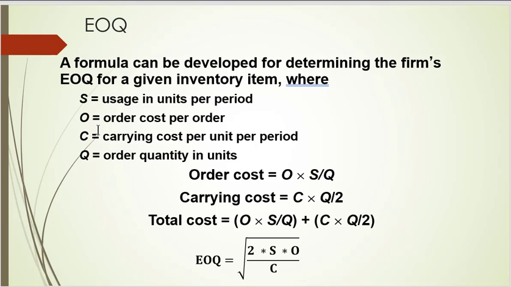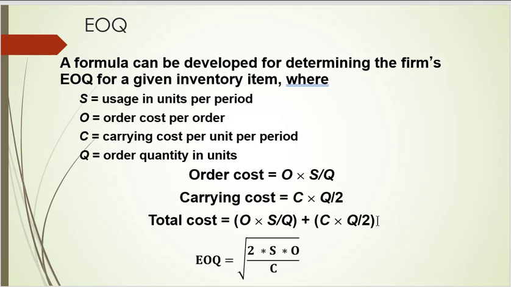Carrying cost, that's C, that's the cost per unit, and then you divide that by the average of the units that you have. So the total cost, EOQ, right? The total cost is the order cost plus the carrying cost. Now we want to solve for the order quantity that's going to minimize the total cost.